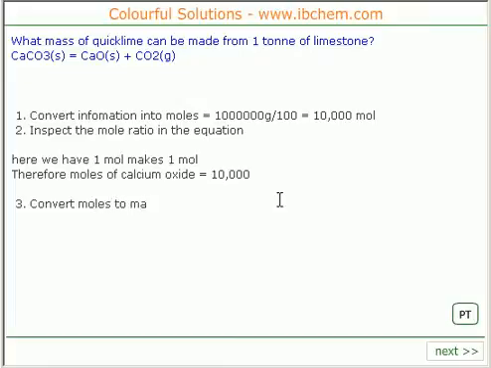So we convert moles to mass. And to do this, we use the relationship that the mass is equal to the moles times the relative molecular mass. So don't forget our relationship here. Mass equals moles times relative mass. So we need to find the relative mass of calcium oxide. Well, to do this, of course, you would just use a periodic table.